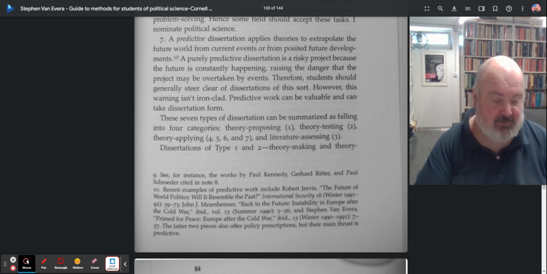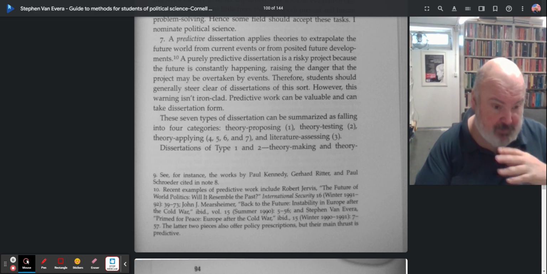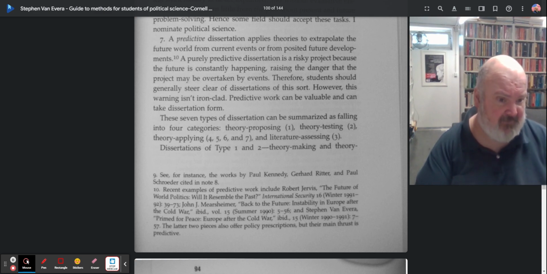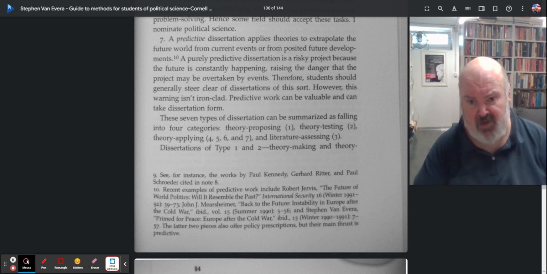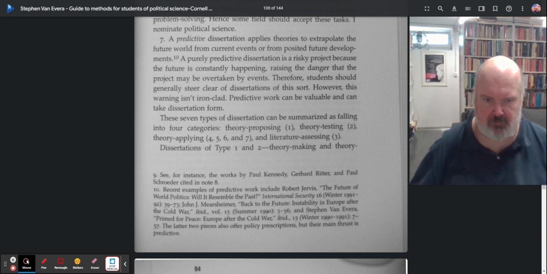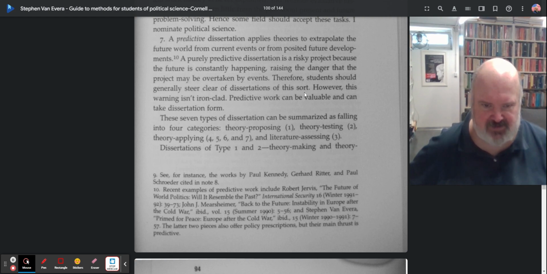There have been good analyses in economics. Some people predicted the chaos, the events of this. But in economics, there are some people who got things right, and some people got things very wrong. So therefore, this is why it's risky, right? Because you're being overtaken. Therefore, students should generally steer clear of dissertations of this sort, because it's too risky. However, this warning isn't ironclad.